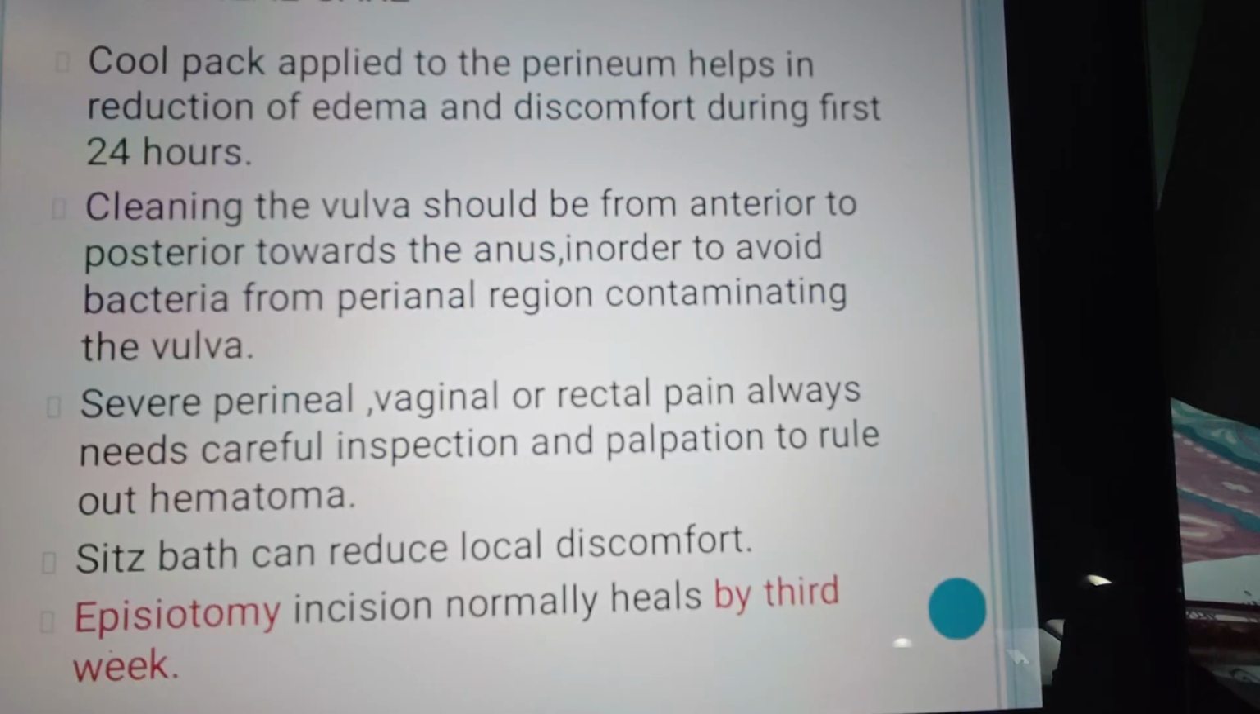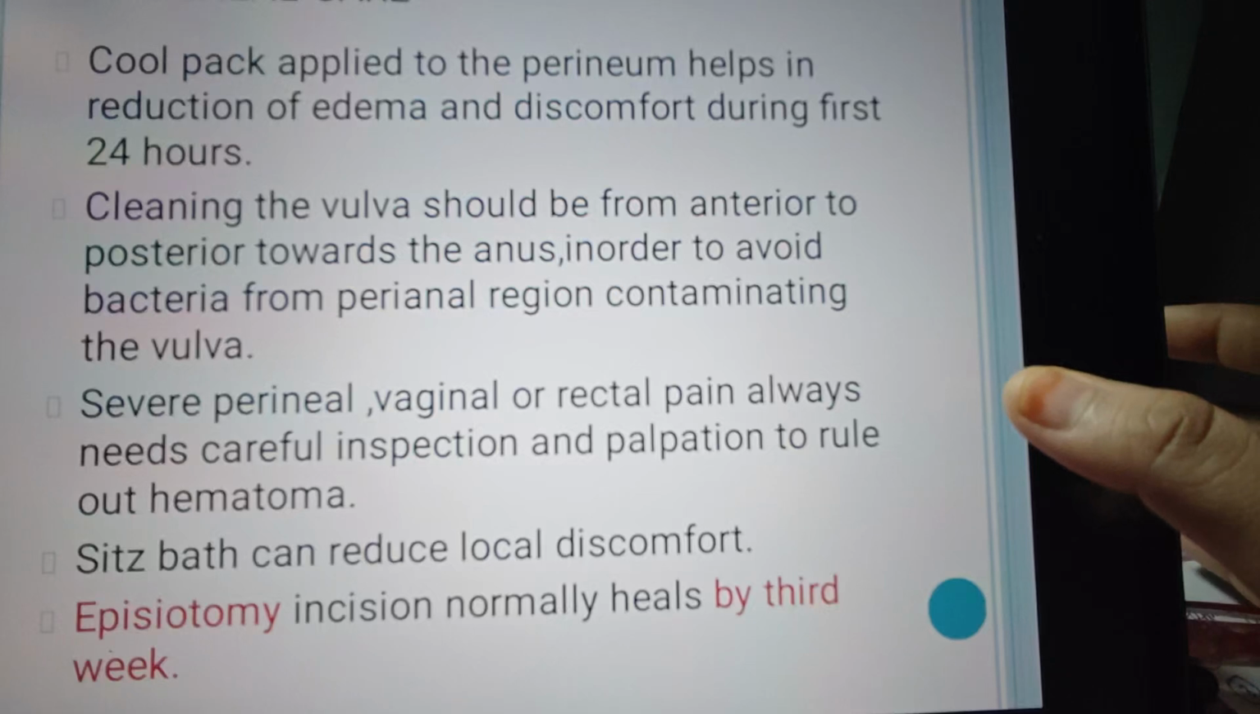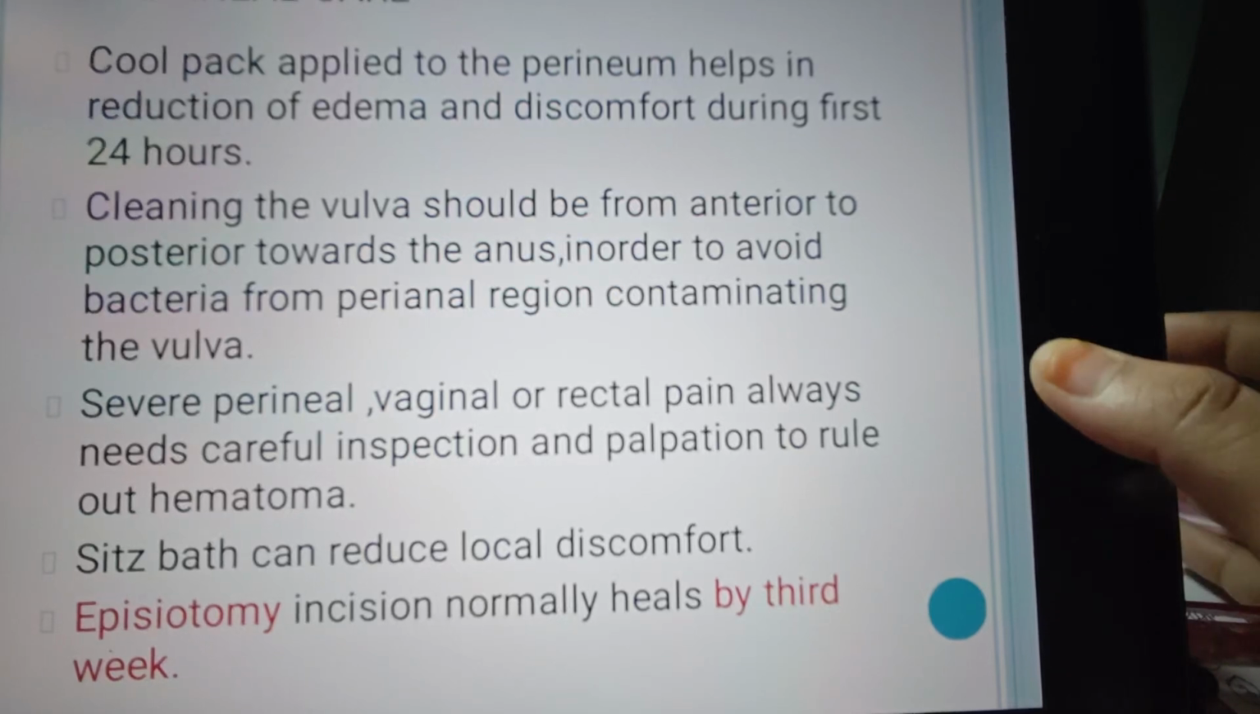Severe perineal, vaginal, rectal pain always needs careful inspection because it can be a hematoma. Sitz bath is recommended because it can reduce the local discomfort, and the episiotomy incision normally heals by the 3rd week. So it takes around 1 month for the episiotomy site to heal.